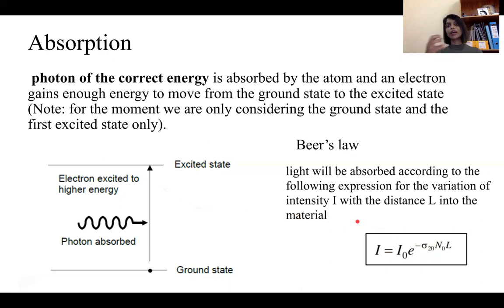First, when an incident photon, or it can be another type of energy, is incident onto the material, the electrons in the atoms of this material can absorb, can gain this energy, and move into an excited state. So this is basically the absorption.